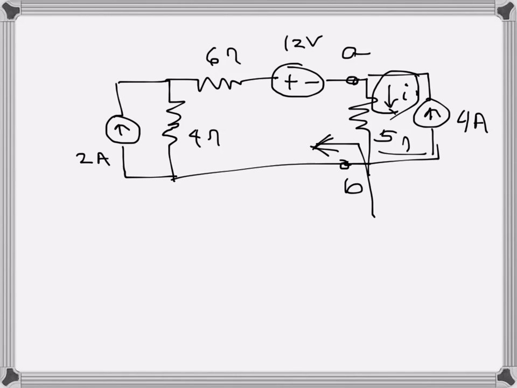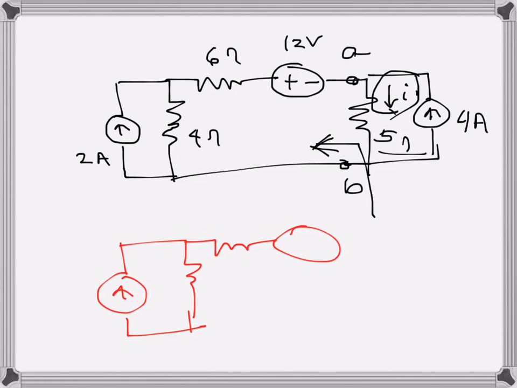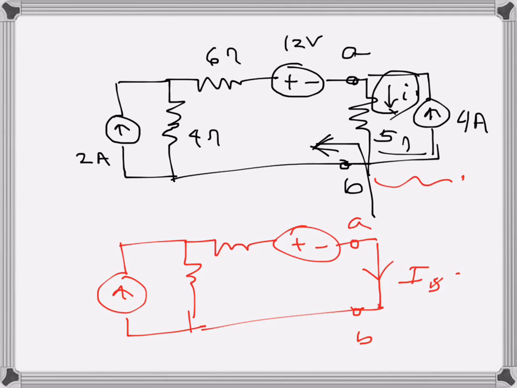So in order to find Norton's equivalent circuit, first I will replace this part by a short circuit. At terminals A and B, I will remove the right part of the circuit and replace it with a short circuit. So this is A here and this is B here, and this is the short circuit, and the short circuit current will be the Norton current.